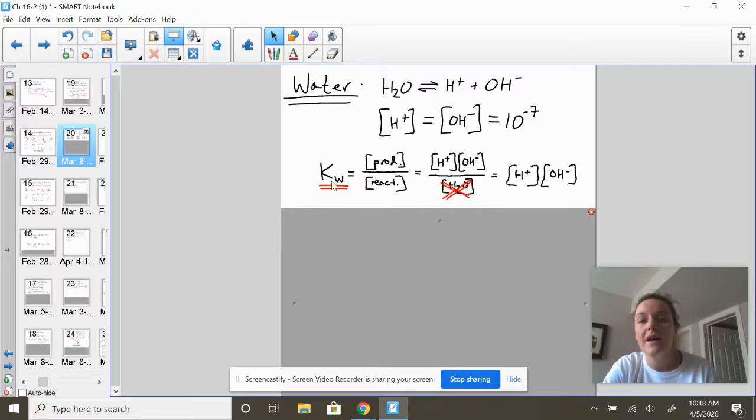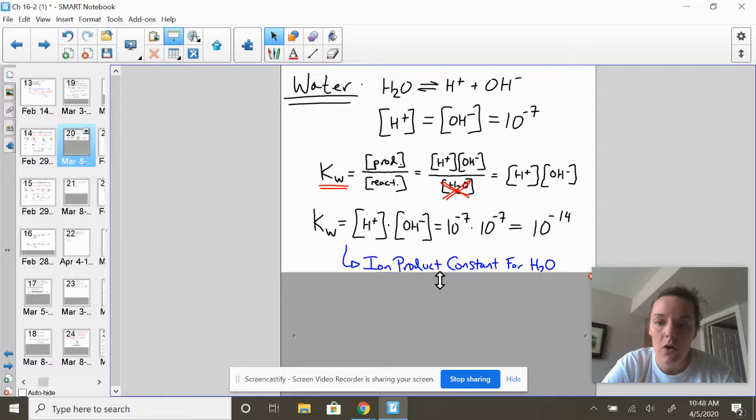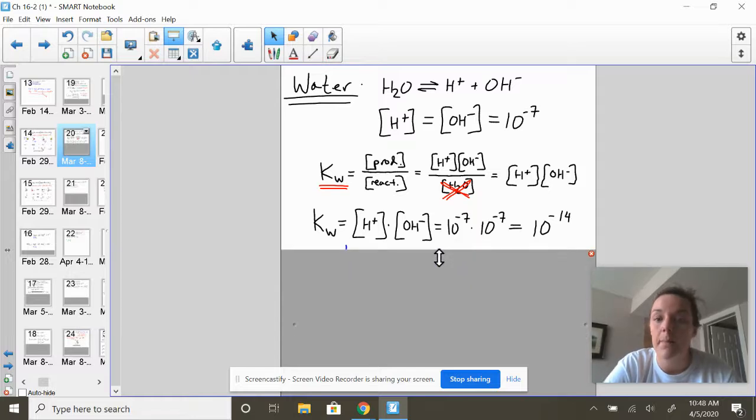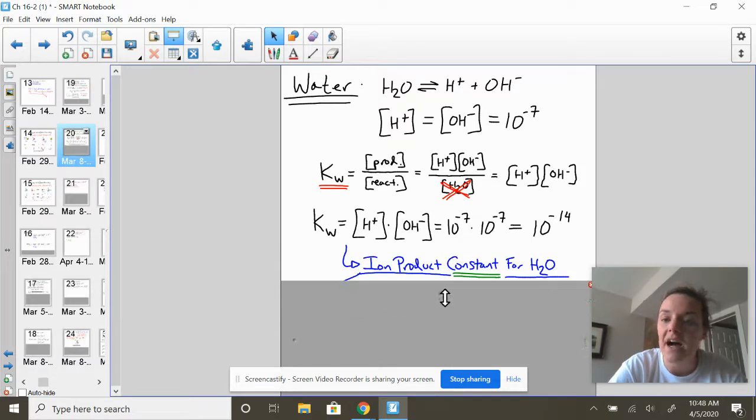Okay, so really, the equilibrium constant of water is going to be equal to the product of hydrogen ions and hydroxide ions. Okay. So knowing that both of those numbers, the concentration of hydrogen ions and the concentration of hydroxide ions, are equal to 10 to the negative 7th, we know that the equilibrium constant for water is going to be 10 to the negative 14th. Okay, and this is called the ion product constant for water.